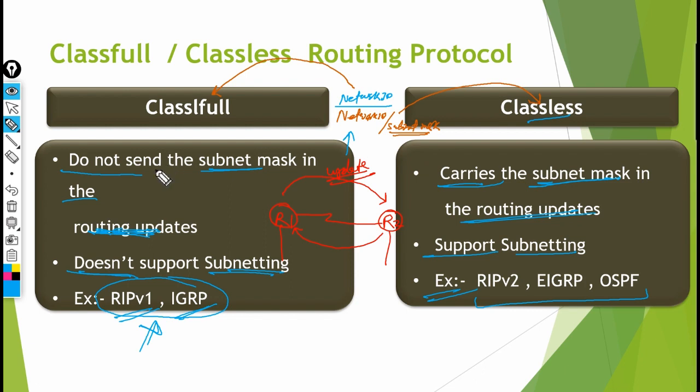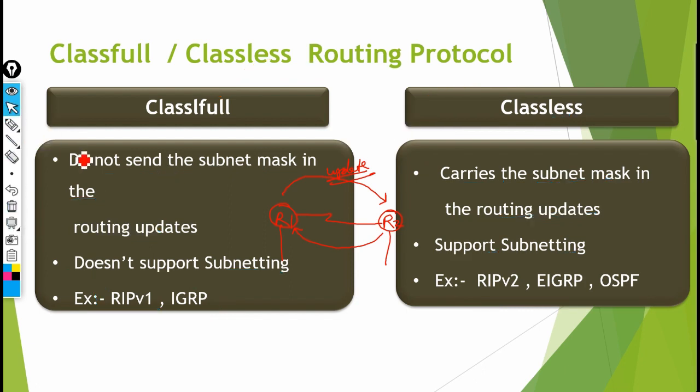In simple terms, classless carries the subnet mask in the routing information, and classful does not carry the subnet mask. So which is best? Classless is always going to be the best, because it carries the exact network ID and the exact subnet mask as well. That's very important.